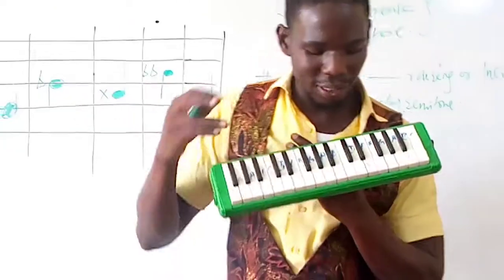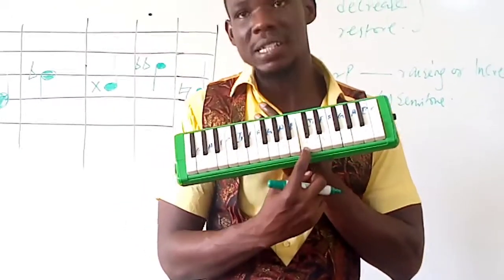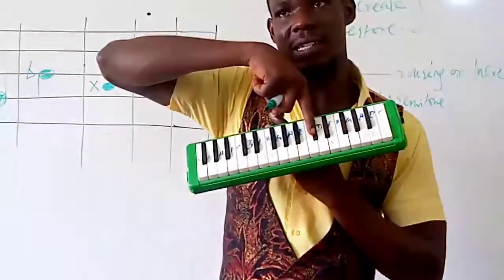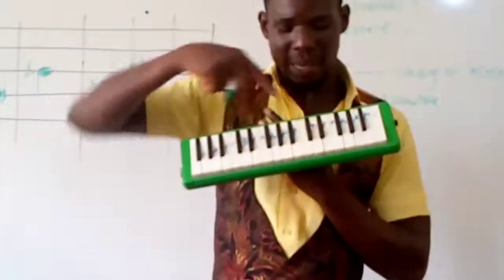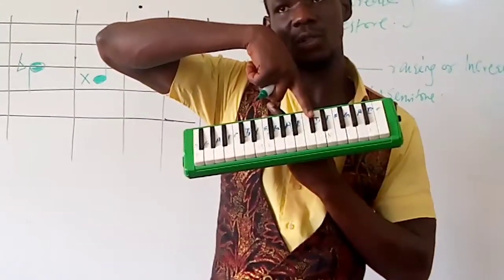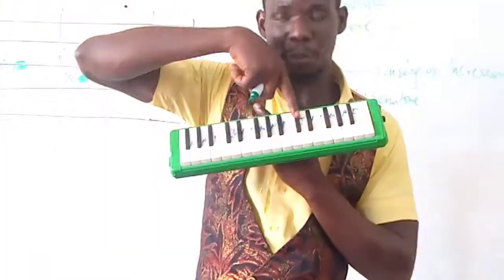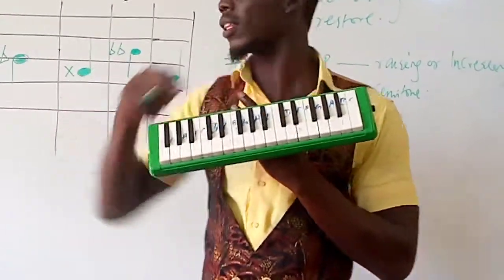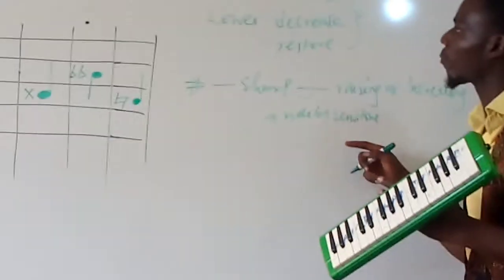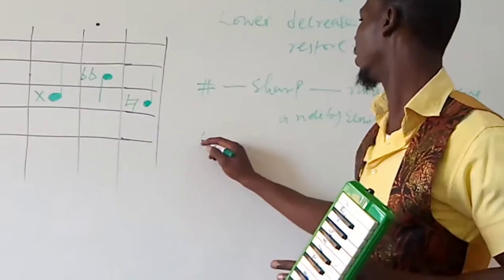Okay, let's look at it this way. Between this note and this note is a semitone. In other words, if you look at it here, this is C, and this is another note up here. This note is known as C sharp. So between the two of them is a semitone because there is nothing separating them. That is what the sharp does. Then the next one we're going to be looking at is the flat.